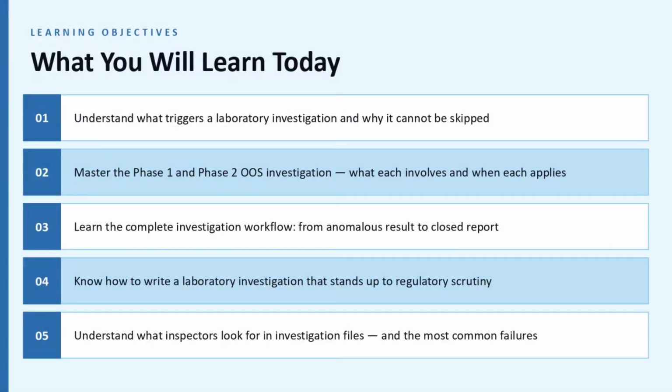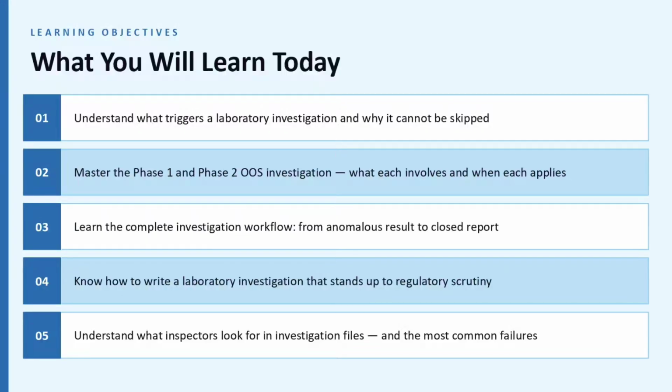Here is what we will cover today. Number 1. You will understand the 4 types of results that trigger a laboratory investigation and what each requires. Number 2. You will master the Phase 1 and Phase 2 OOS investigation structure. What each phase covers, when to move between them, and what decisions must be documented. Number 3. You will learn the complete 8-step investigation workflow from quarantine to closed report.